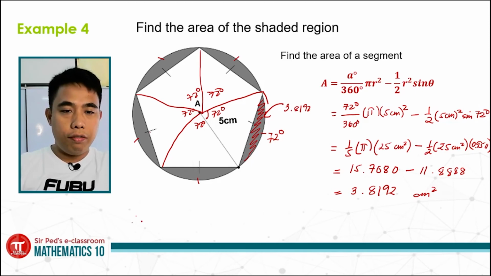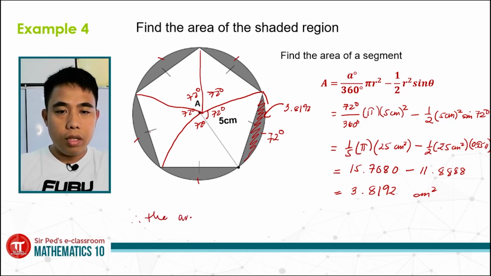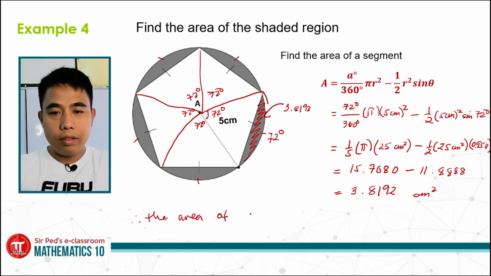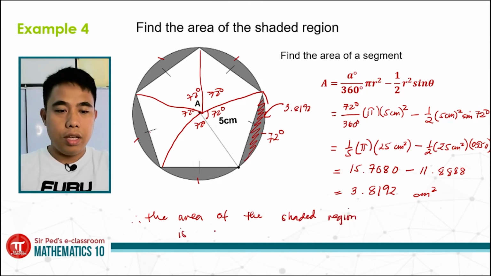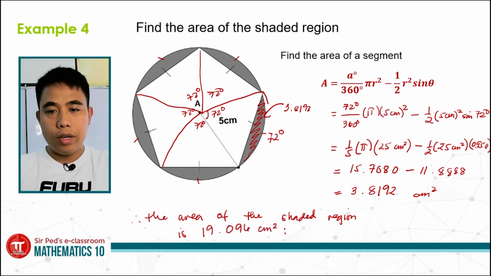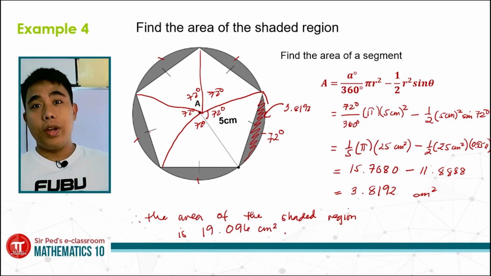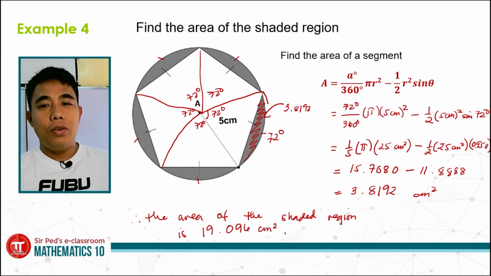So therefore, the area of the shaded region is 3.8192 times 5. So that will be 19.096 square centimeters. We are done with that.